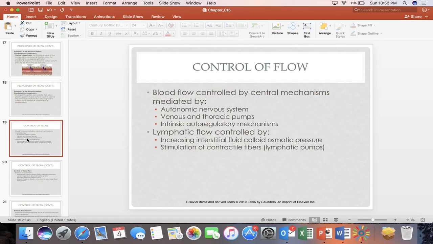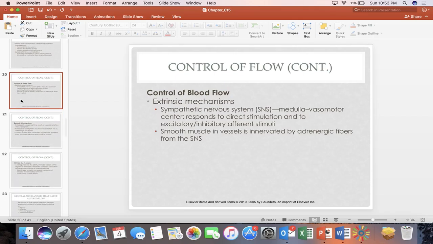Control of blood flow. Blood flow is controlled by the central mechanism mediated by the autonomic nervous system, venous and thoracic pump, and intrinsic autoregulatory mechanism. Lymphatic flow is controlled by the increased interstitial fluid colloid osmotic pressure, stimulation of contractile fibers, and lymphatic pumps.